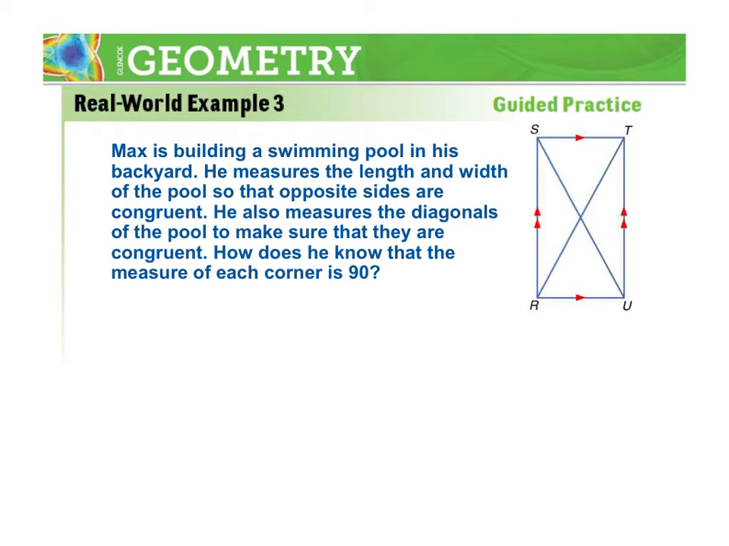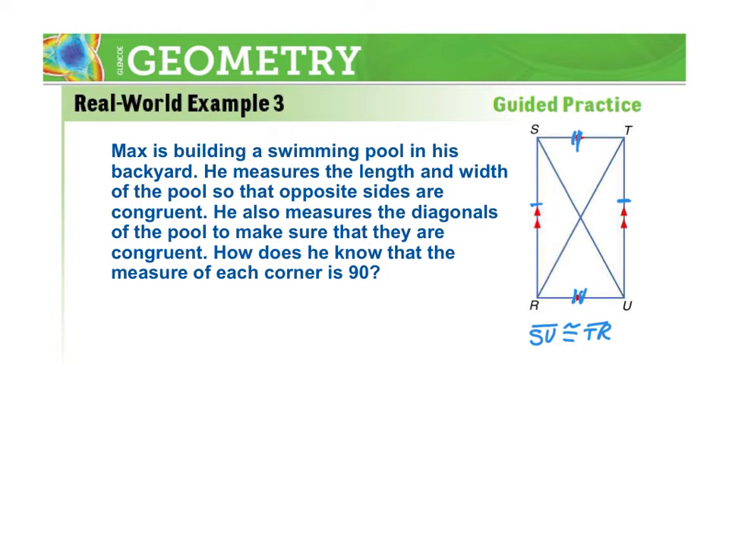In this example, we're given that Max is building a swimming pool in his backyard. He measures the length and width of the pool so that opposite sides are congruent. He also measures the diagonals of the pool to make sure that they are congruent. How does he know that the measure of each corner is 90? We can see that STUR is a quadrilateral, and it says he has measured the sides and the diagonals, so he knows that they are congruent.